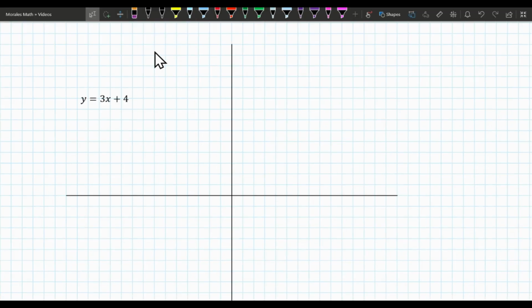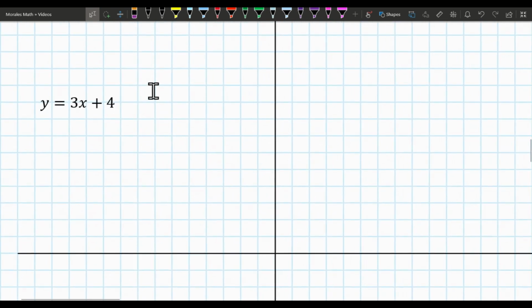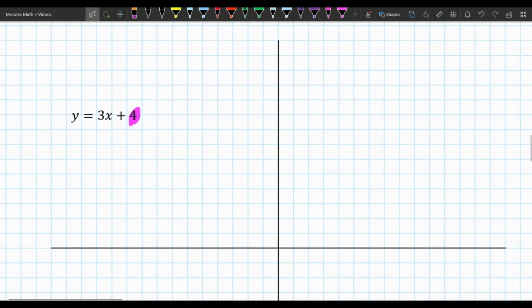Okay, now let's actually do some examples. We have our problem here: y equals 3x plus 4, and it's pretty straightforward. What is our y-intercept? Our y-intercept is 4. Remember that the y-intercept crosses the y-axis, right? So 1, 2, 3, 4. Now keep in mind that on the y-intercept, x is always 0. So that's the coordinates for that.